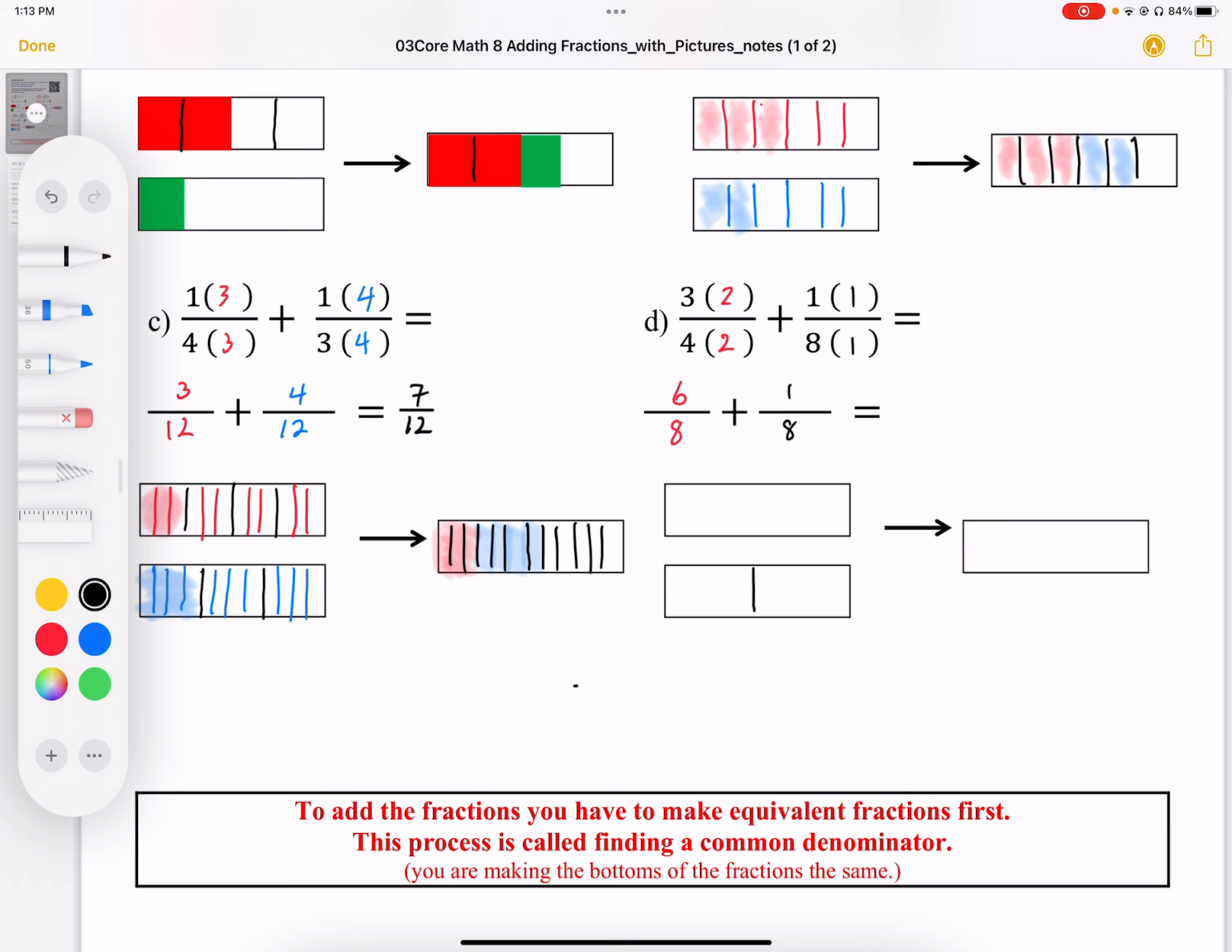So I'm just going to sketch that in. There's my 1/4 fraction. 1/8 I'm just going to divide into 2. So I end up with 1/8. That's my 1/8 fraction.